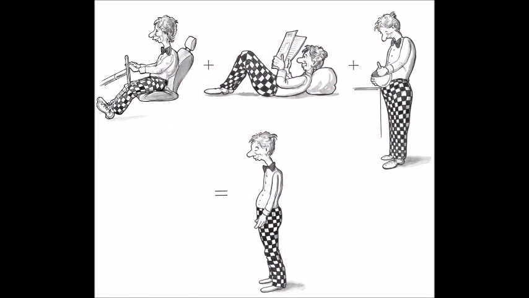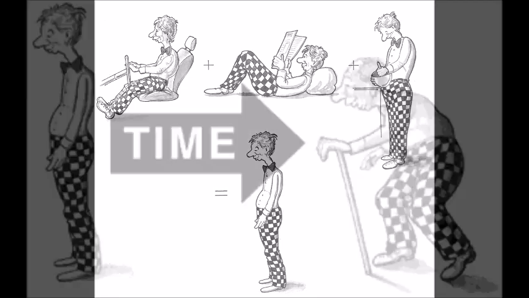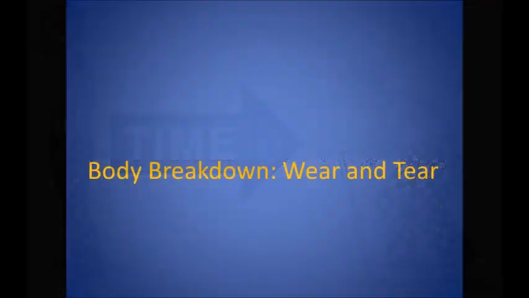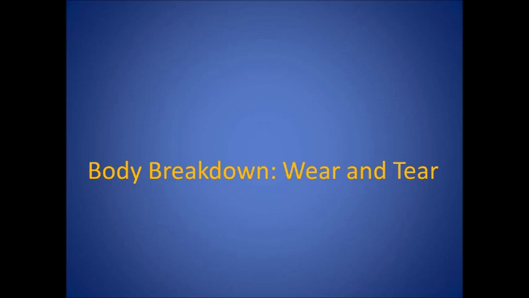So the important point here is, when you repeatedly get into and maintain the same posture and position, the connective tissues of your spine gradually change to that position. And that becomes the default shape of your spine. This is not normal aging. It is deformity from postural strain over time. Next, we'll look at body breakdown, wear and tear.